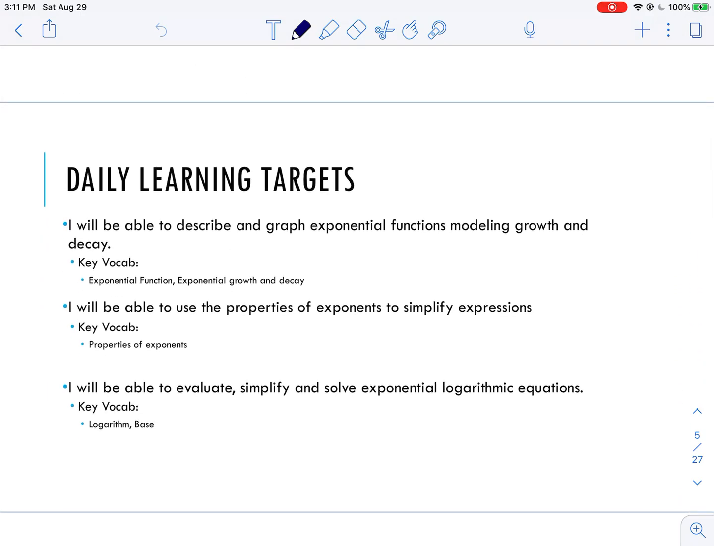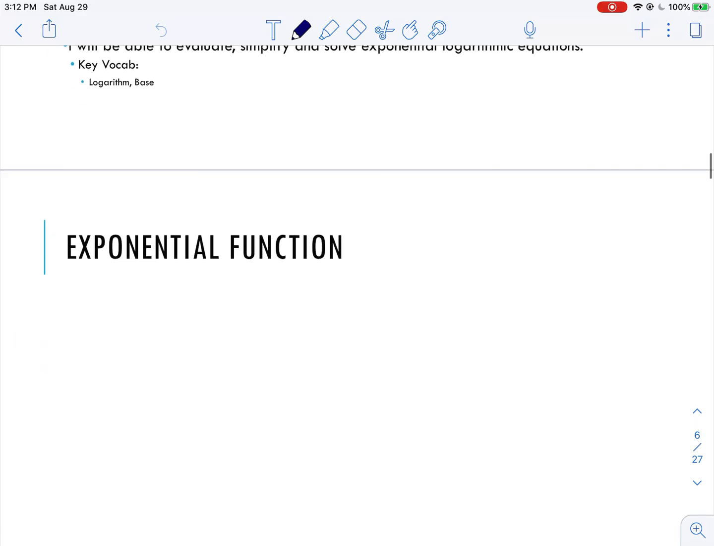So today we're going to talk about exponential functions, their graphs, their properties. We'll talk about exponential growth and decay. We'll talk about the properties of exponents and how to simplify expressions using exponents. And then we'll talk about the inverse of exponential functions, which is the logarithmic function. We'll talk about their properties, and we'll talk about how to solve both exponential and logarithmic equations.